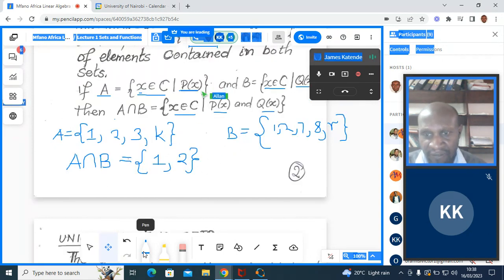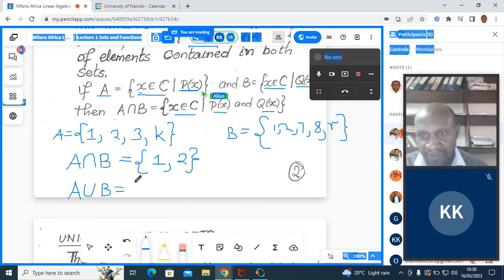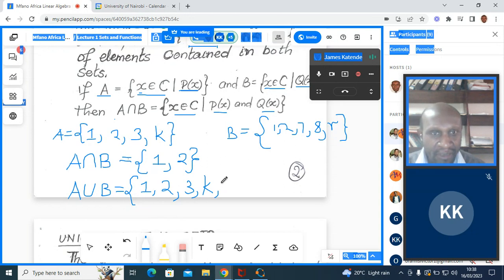So if we want the union of A and B, we'll just pick the elements that are in at least one of the two sets. So 1 is in both, so that is fine because we want the elements to be in just at least one of the sets. 2 is in both, 3 is in A, so that's fine. K is in A, yes, we can write it. 7 is also in B. We need them to be in at least one of the sets, so 7, 8, and R will also work.